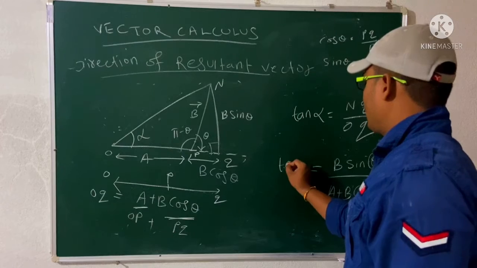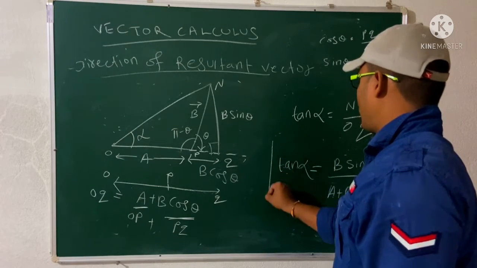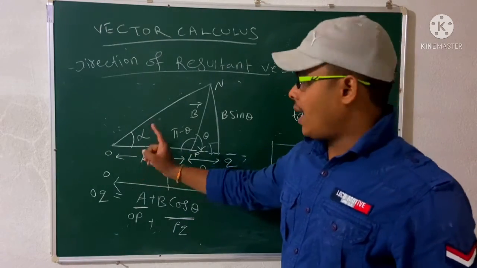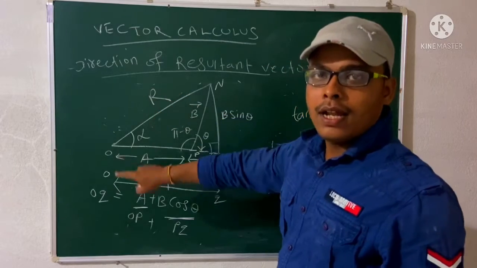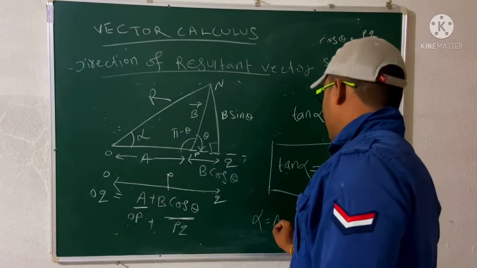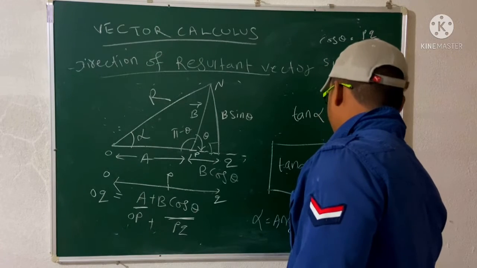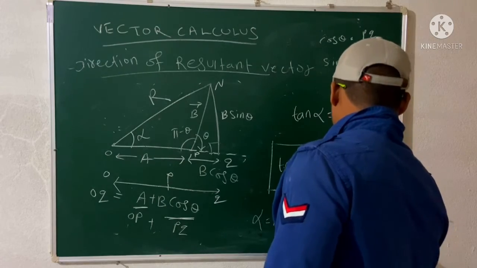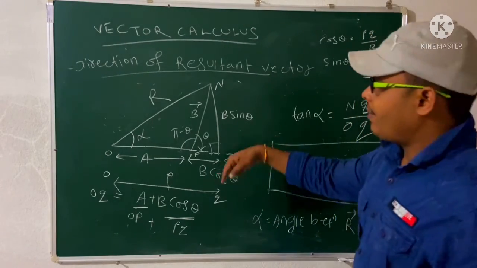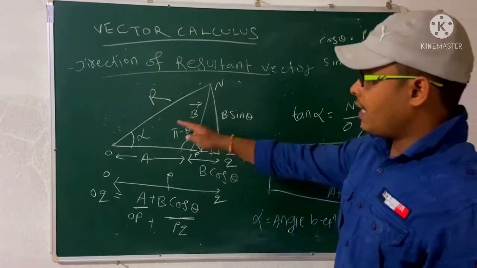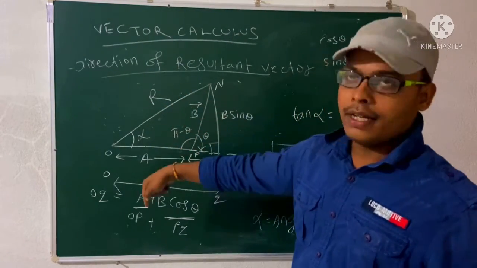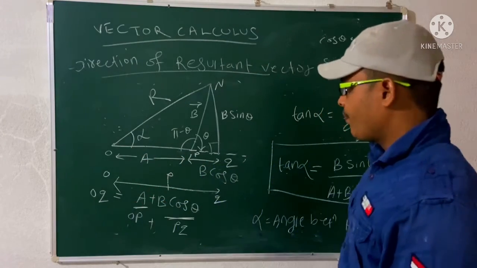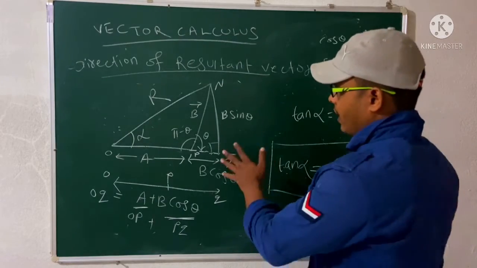So this is the geometry, that means the resultant vector making an angle with the A vector. Alpha is the angle between the resultant vector and the A vector. Theta is the angle between the A vector and the B vector. This one is A and this one is B cos theta, so that will be A plus B cos theta. Here, what is important is how we will find theta.